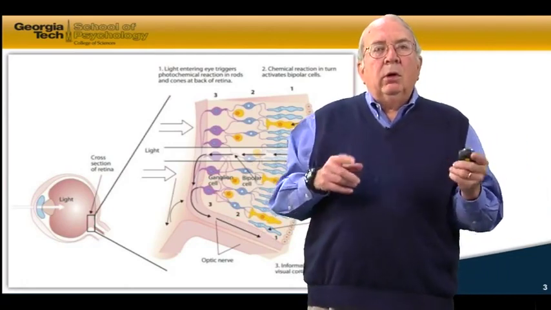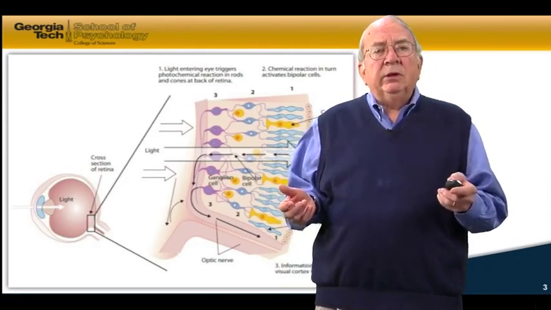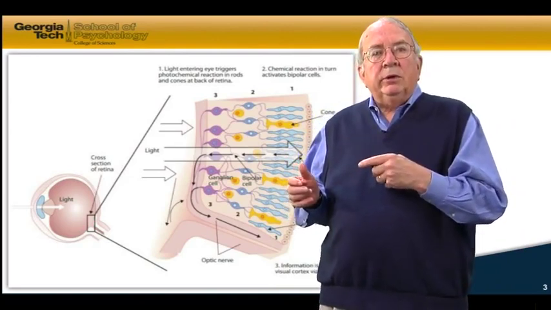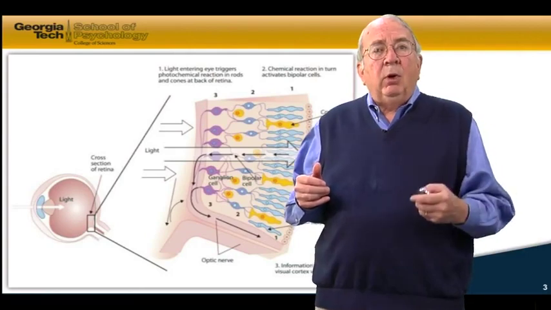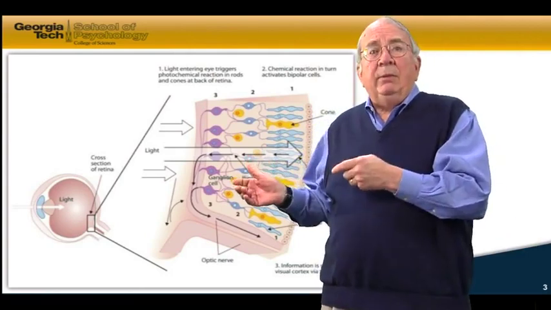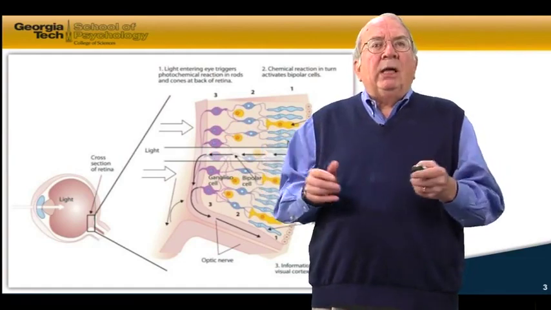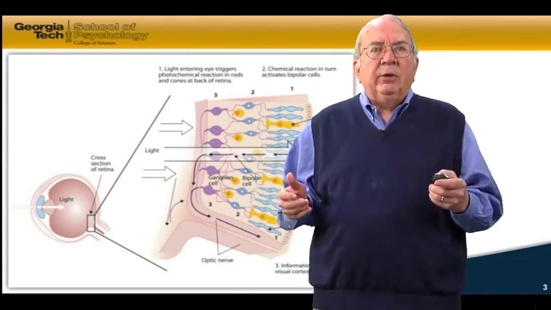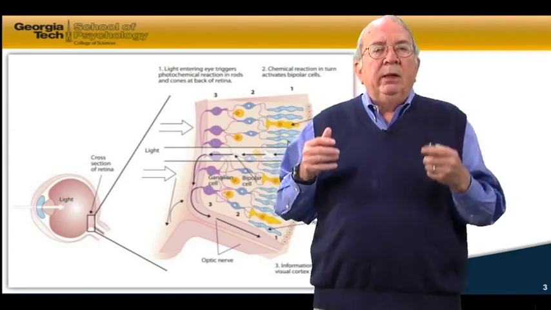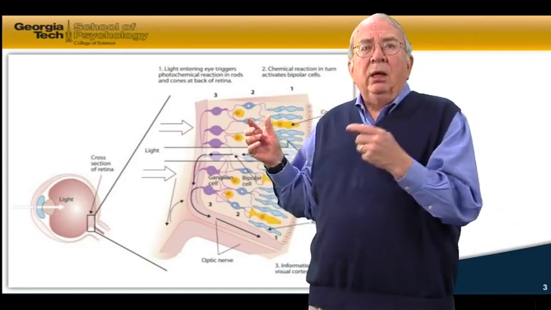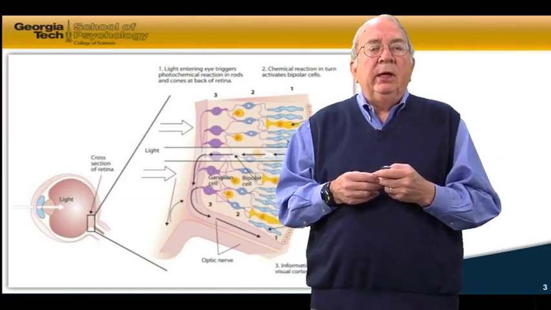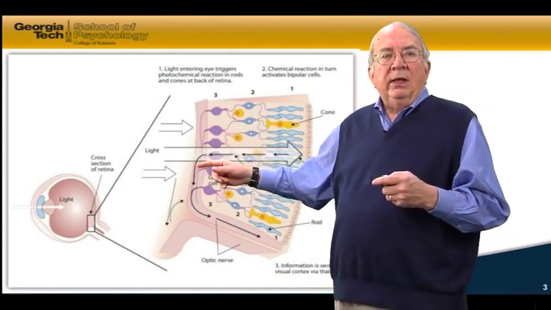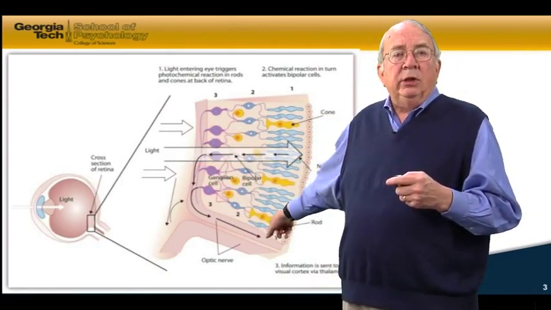Now, the interesting thing, and we'll talk about this next time when we talk about receptive fields, is that as they go from receptors, rods and cones, to bipolar cells, to ganglion cells, to the thalamus, and then to the cortex, information processing is occurring at all those points. So in one sense, when you talk about sensory receptors, you're talking about an extension of the brain, because by the time it gets to the cortex of the brain, a lot of information processing has already occurred at the synapses between those cells.